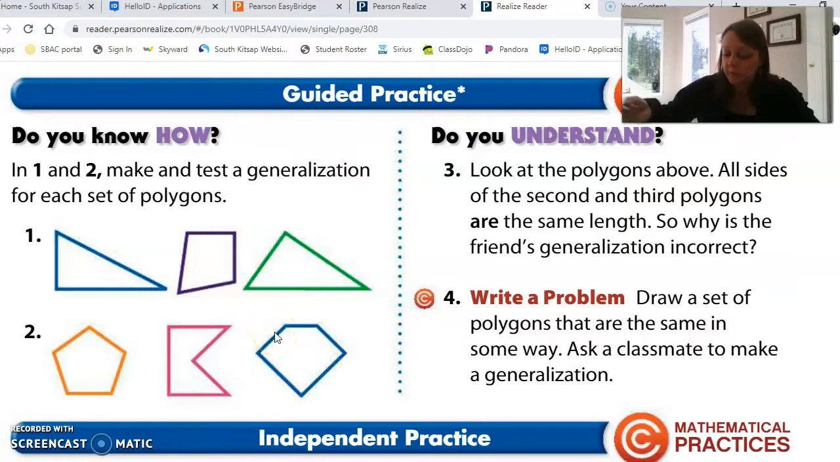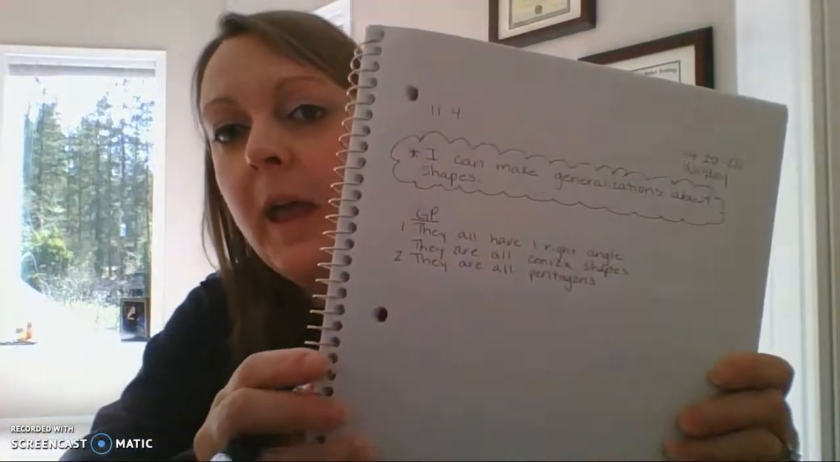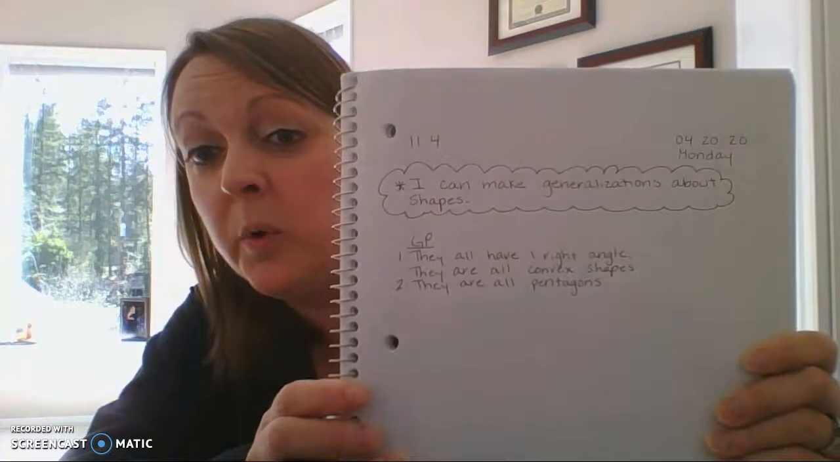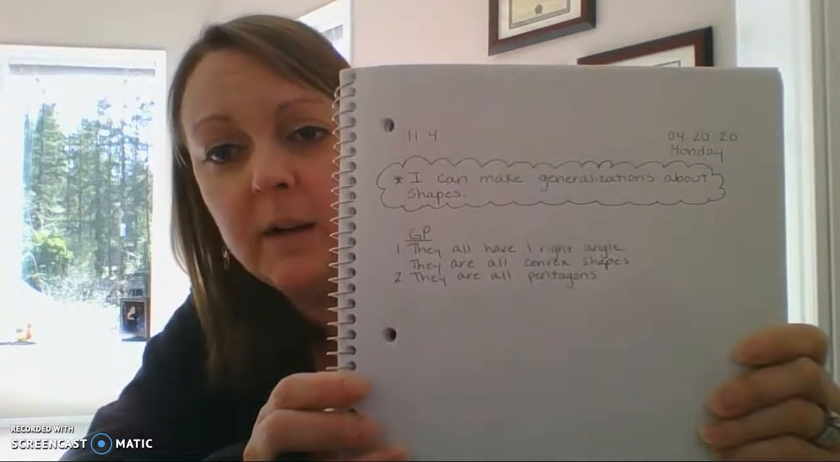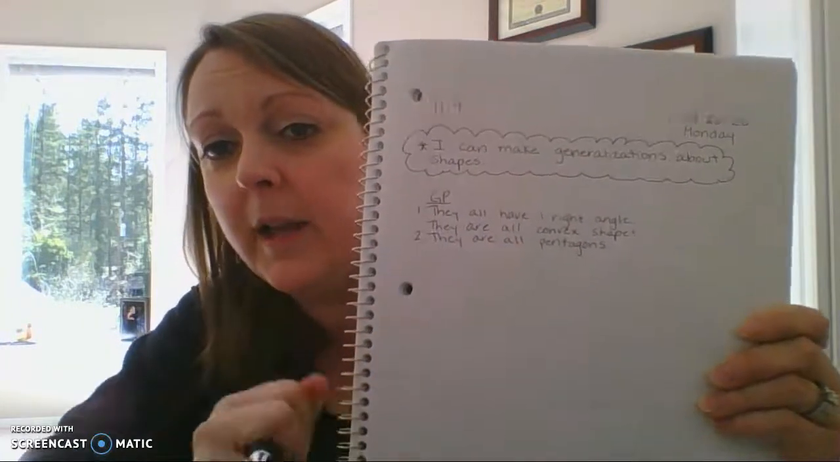So what is my generalization? They are all pentagons. And remember, if you're having a hard time with the vocabulary, it would be great for you to print out those vocabulary cards and test yourself because these are really important words to know. So they're all pentagons. Remember, I have a capital and a period. All right, number 3.